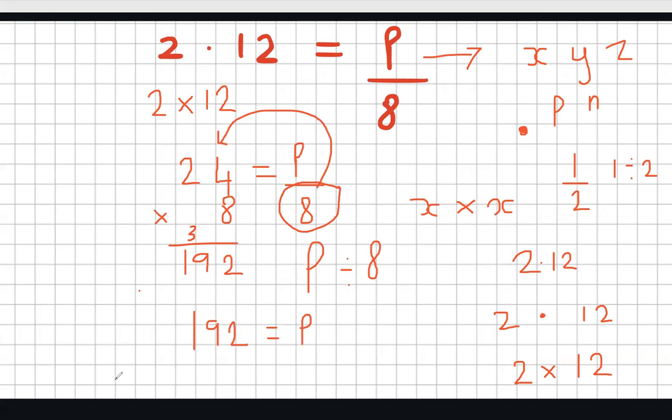And sometimes you can just flip that around if you want to. P equals 192 if they want it in that order.